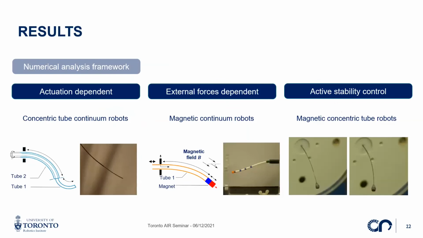All right, I guess it's time to see some robots flipping, robot snapping. So I propose to guide you through some of the results we had on 3 kinds of continuum robots: concentric tube continuum robots, magnetic continuum robots, and then the great fusion of these 2 principles, which gives magnetic concentric tube robots. Let's go.